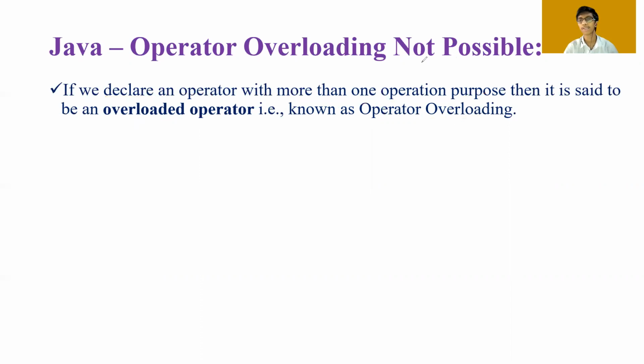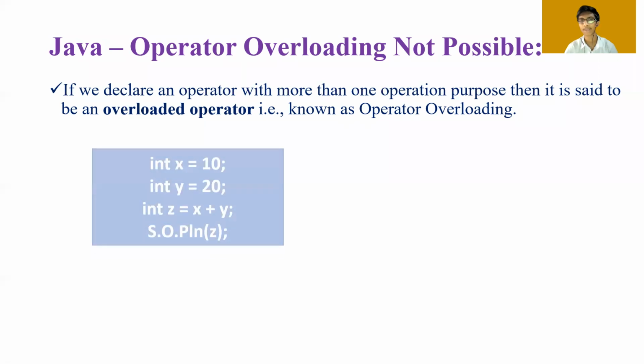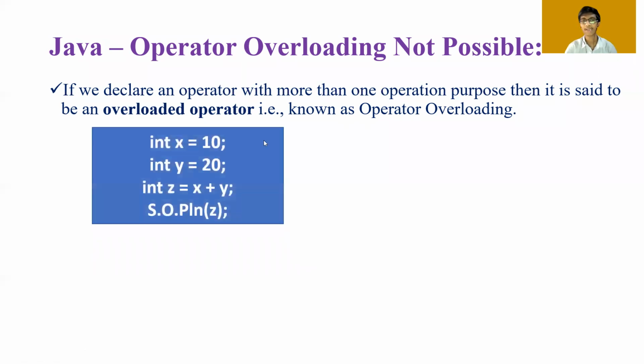Now let's see this over here. We may think that Java supports operator overloading, but it's not true. Java won't support operator overloading, but it gives support for some implicitly overloaded operators. Now see here: int x = 10, int y = 10, z = x + y. So both are integers, right?